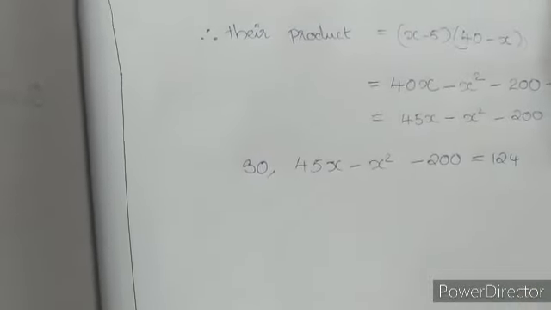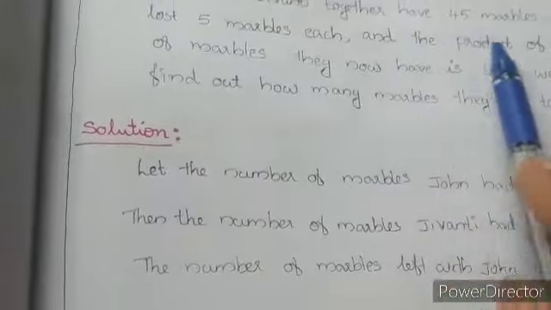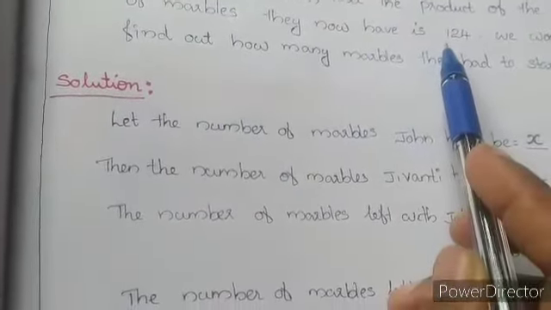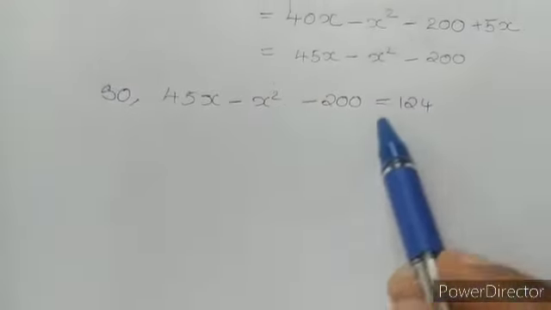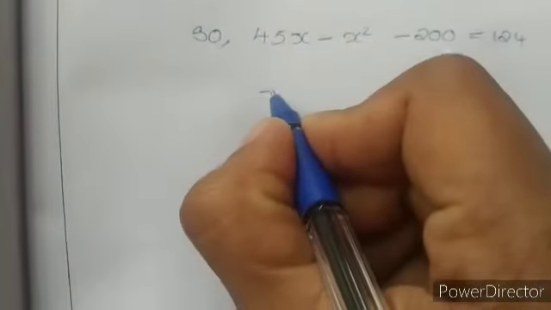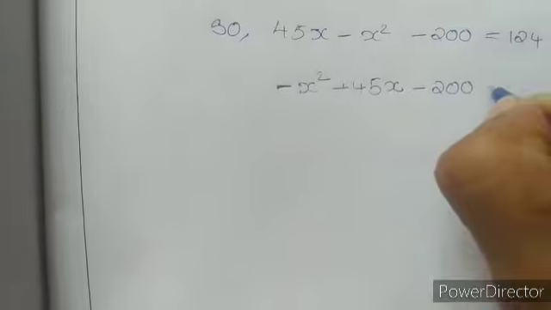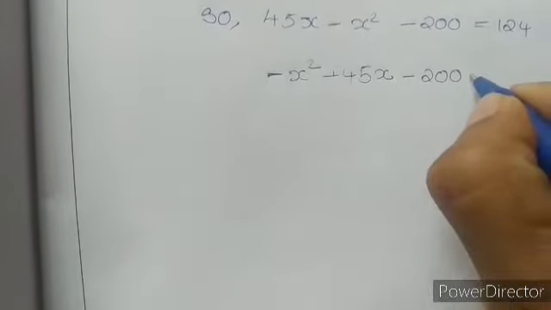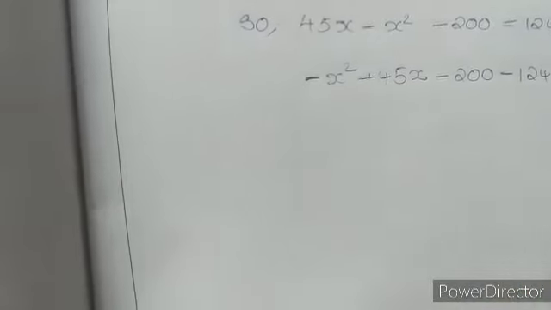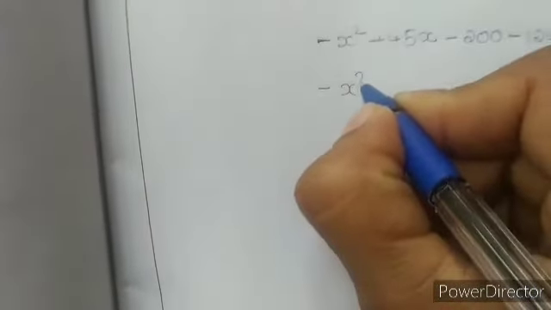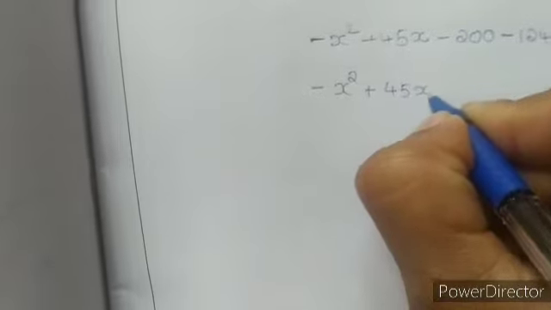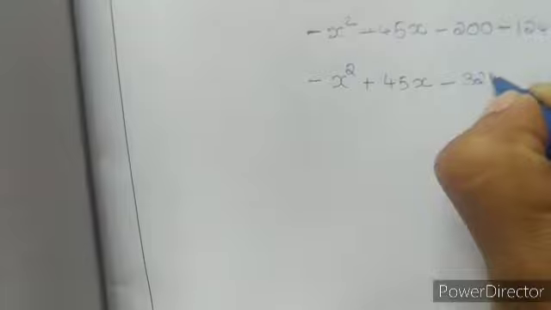How did we get 124? That is in the question. See, the product of the number of marbles they now have is 124. So we have their product, that is 124. Now rearranging the equation, minus x square plus 45x minus 200. I am going to take this 124 to the LHS side, so it will be minus 124 equal to 0. That is minus x square plus 45x minus 324 equal to 0. Again I am going to rearrange the equation: x square minus 45x plus 324 equal to 0.